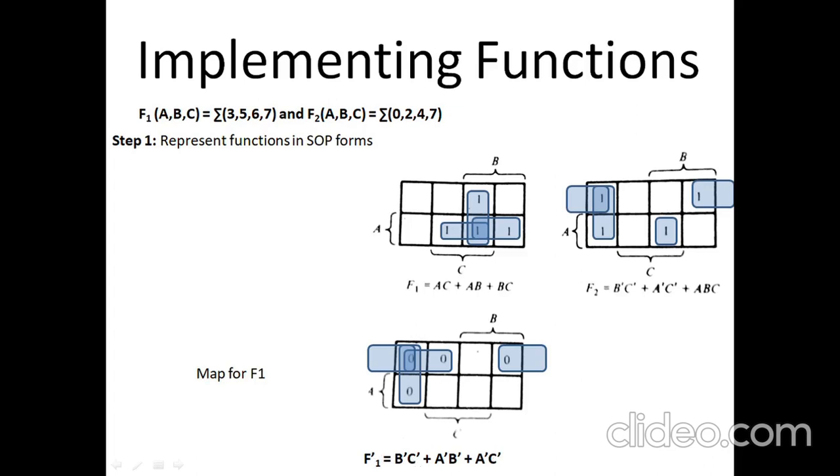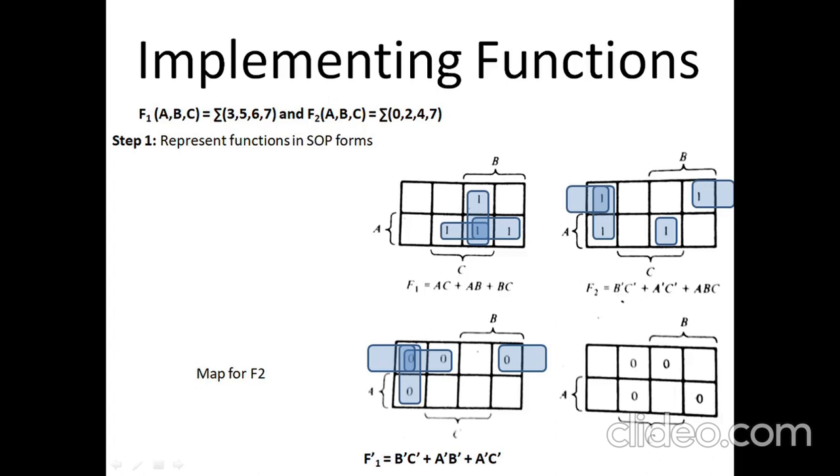Now we do the same for Boolean function f2, and here is the map of Boolean function f2 where the minterms which are not part of the Boolean function f2, the corresponding squares are marked with 0. The minterms which are part of Boolean function f2 are left empty because they represent 1, and the other minterms which are not part of f2 are marked with zeros. So obviously by making groups of squares with 0, we would get f2 prime, just like we did with f1 prime.